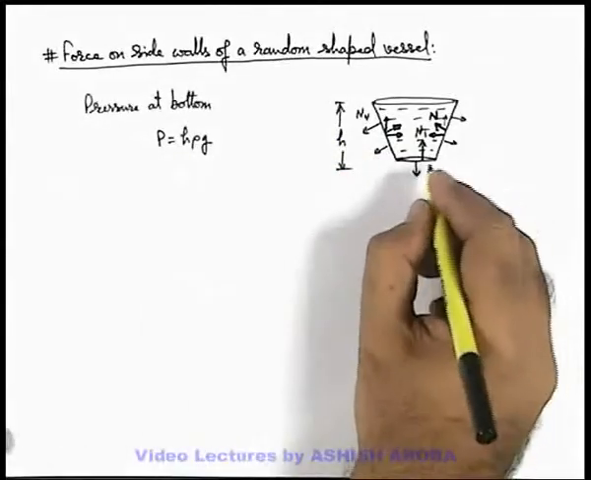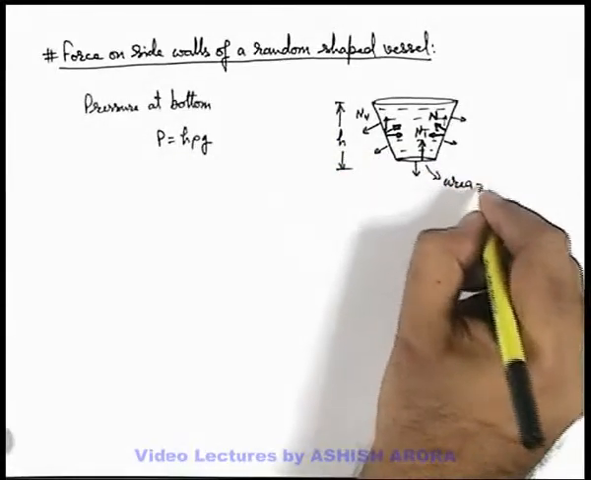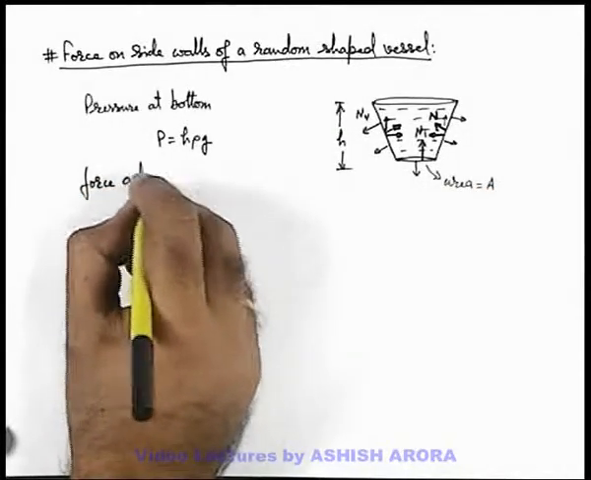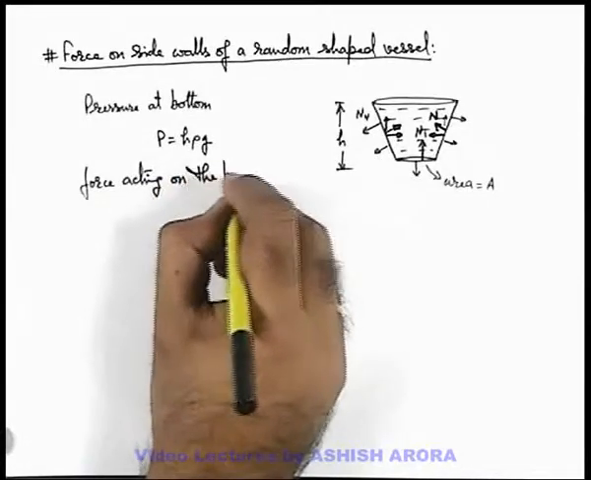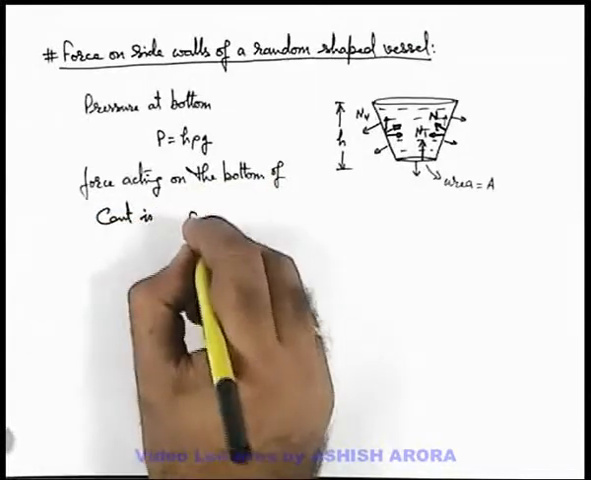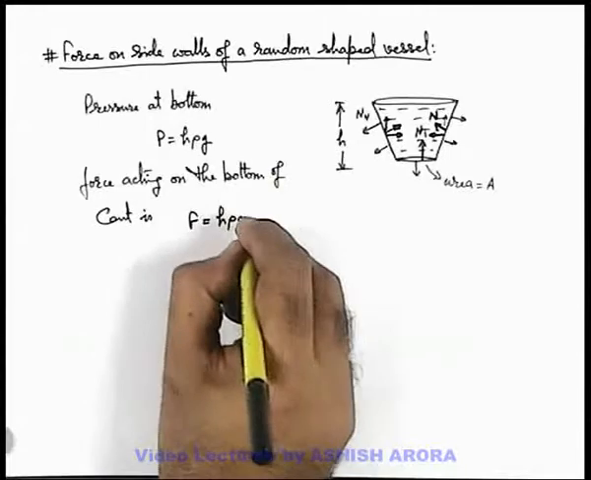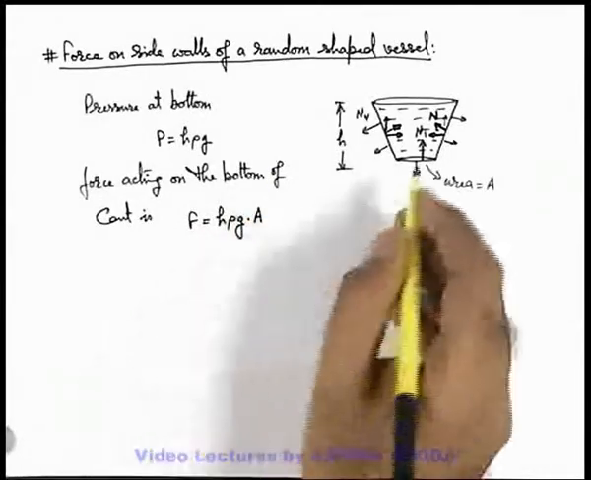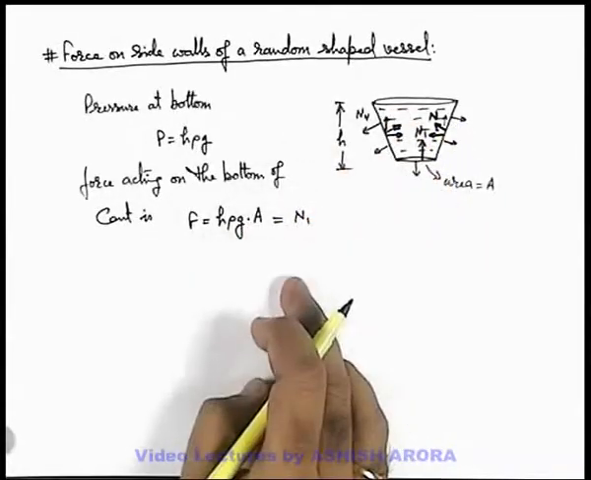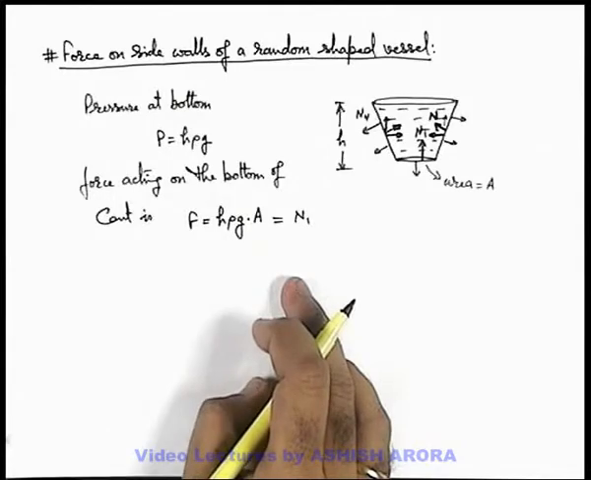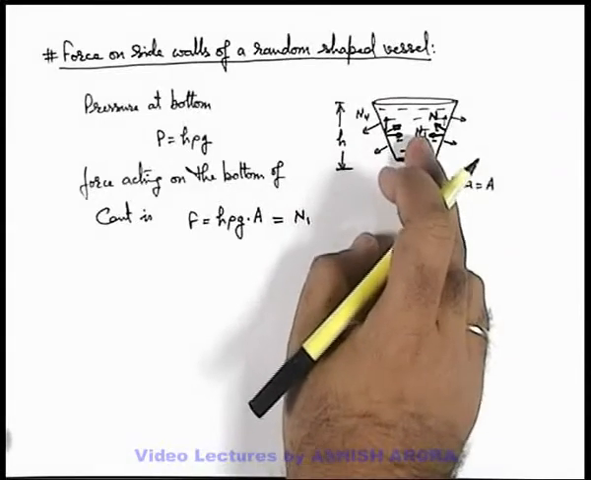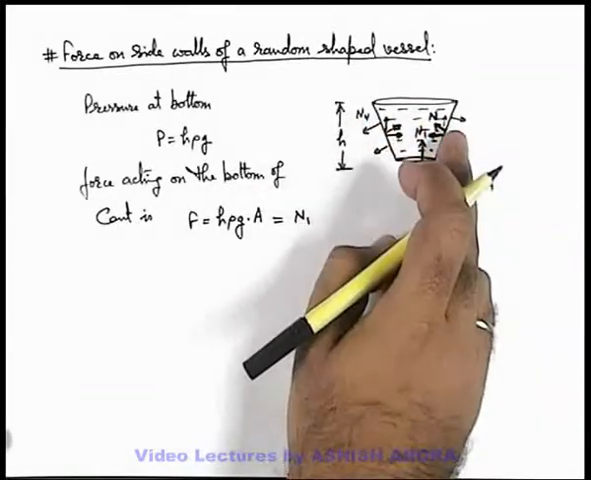And say we are also given the area at the bottom, which is A. So we can find the force acting on the bottom of the container. This force can be directly written as h rho g multiplied by the area. This is basically the normal reaction N1 which the bottom is exerting on the fluid. In this situation, we can state the weight of this liquid is more than this normal reaction, as it is balanced by the side walls also.